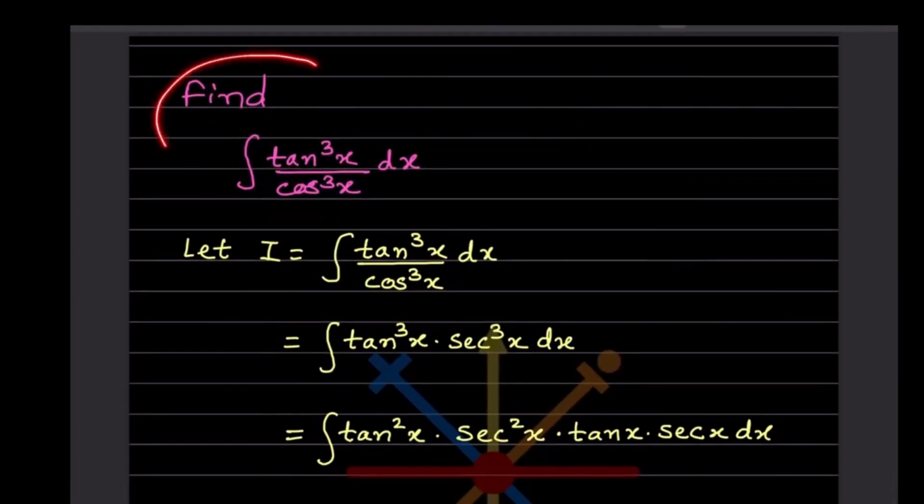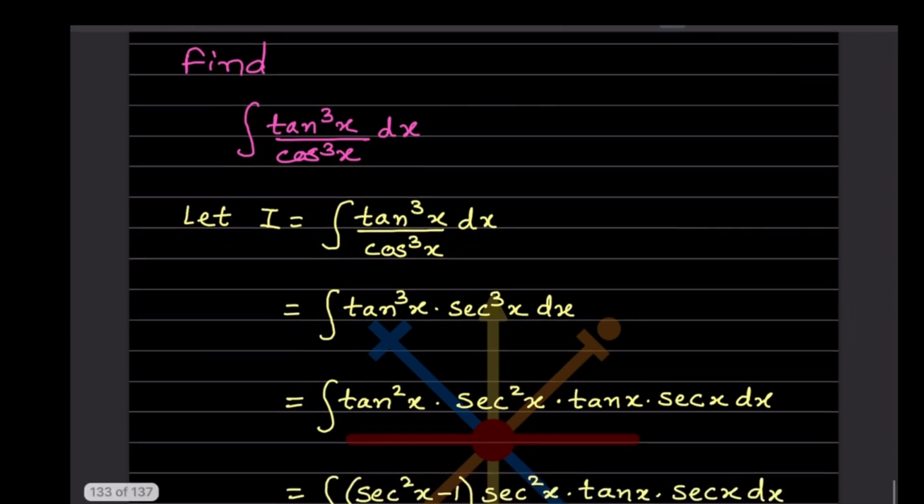So this is the first one. We have to find the integration of tan cube x divided by cos cube x dx. Let us consider this as I. We can write this as tan cube x, and 1 by cos cube x means sec cube x, dx.